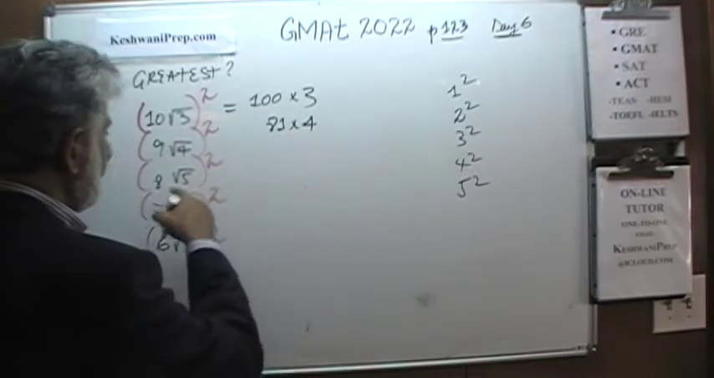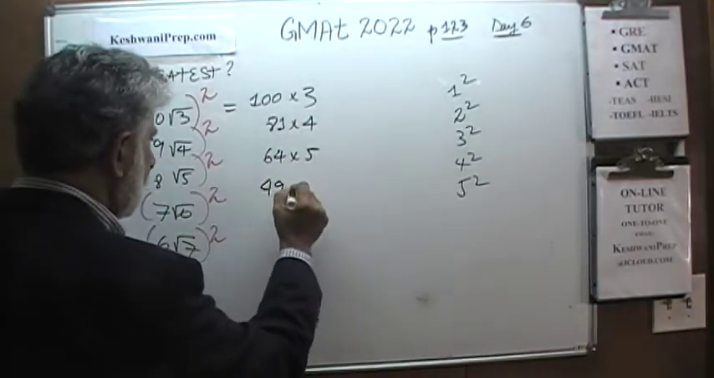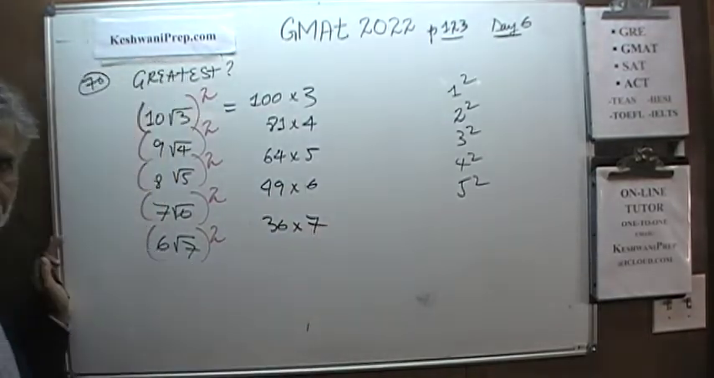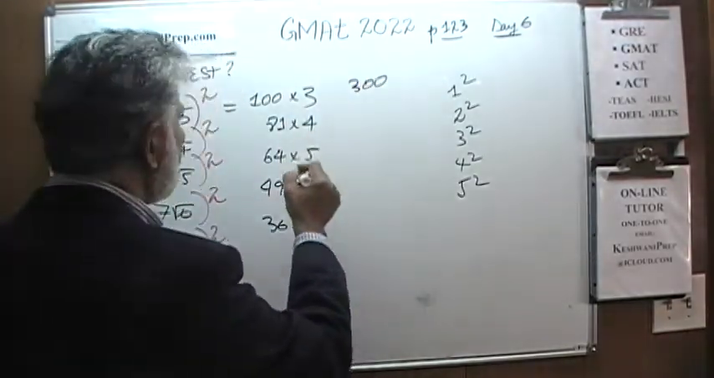It's going to be 64 times 5. This is going to be 49 times 6. This is going to be 36 times 7. Shall we? Let's start from here. This is the simplest one. That's just 300. Let's see what we get here.